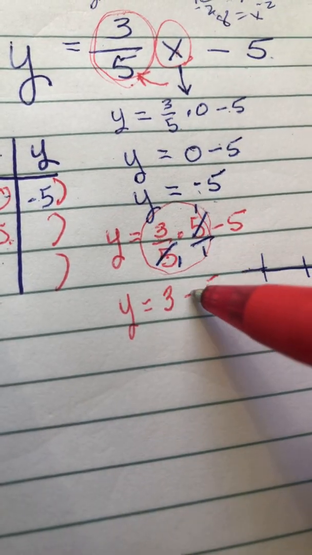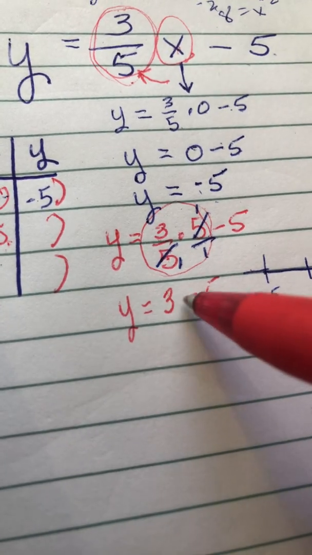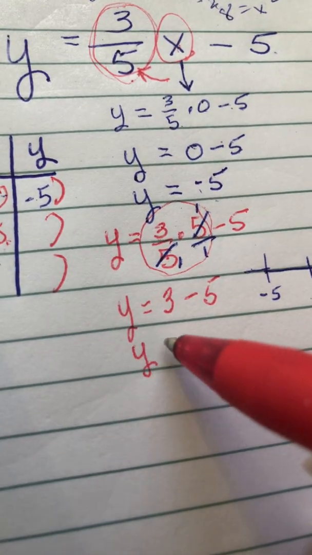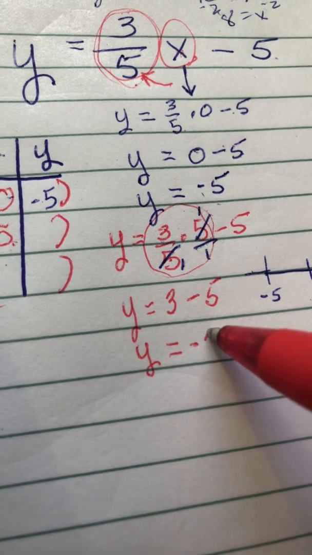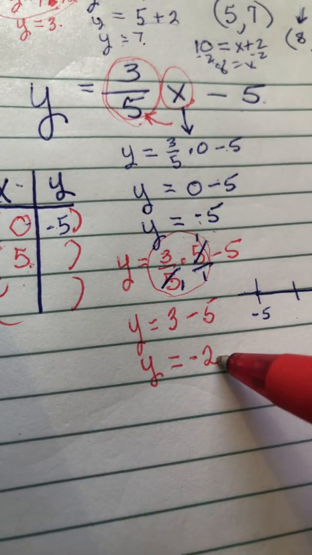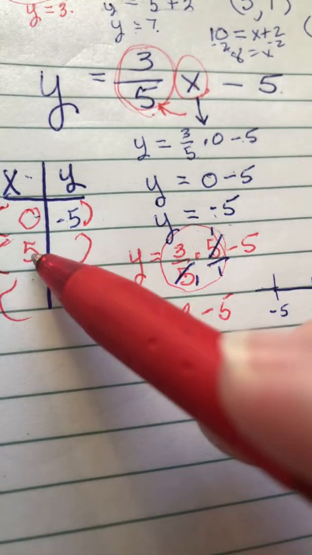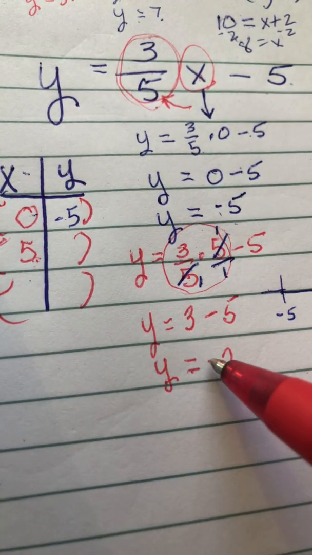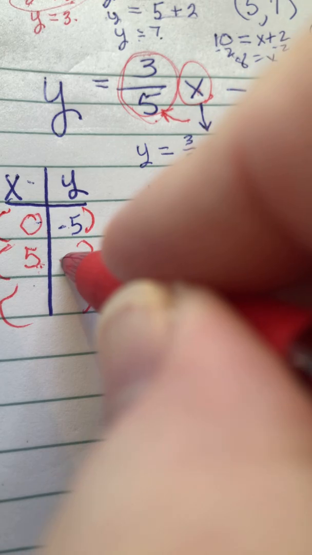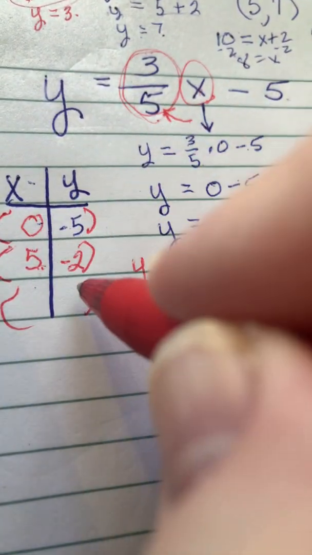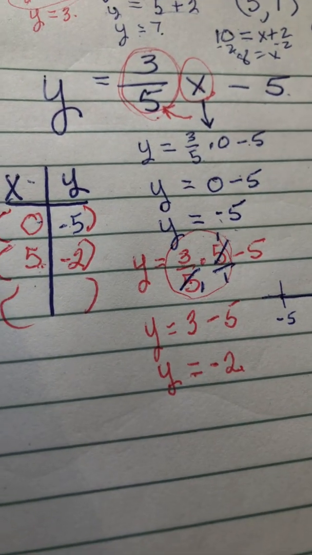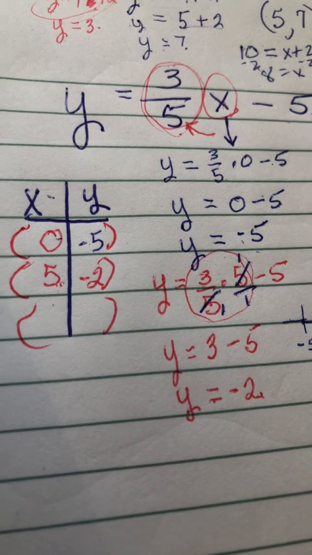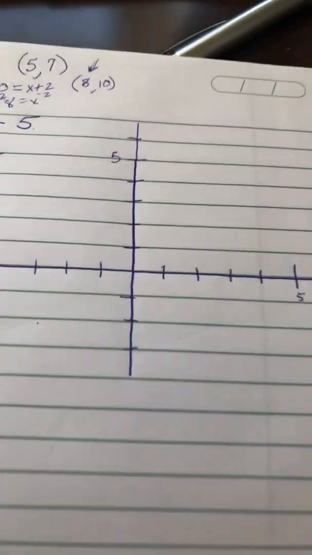So now we have 3 minus 5. 3 minus 5 is -2. So y is -2. So it turns out that when we put 5 in for x, y is -2. So there's our two sets of coordinates that we can put on the graph. Okay, so 0, -5, 5, -2.